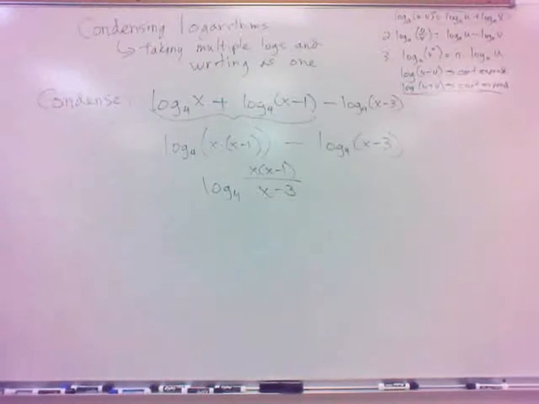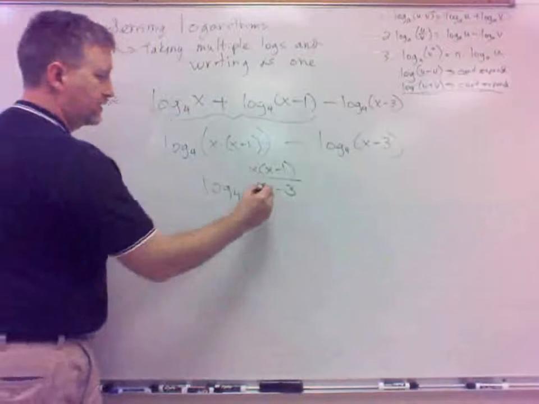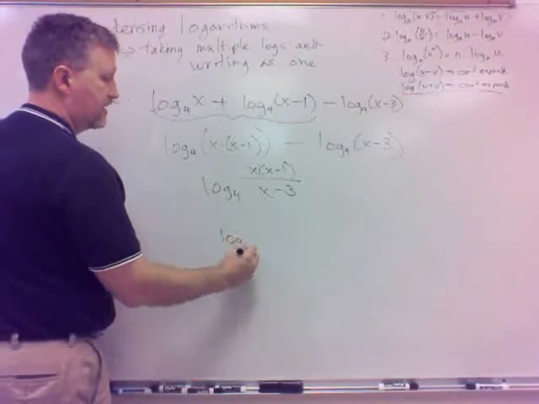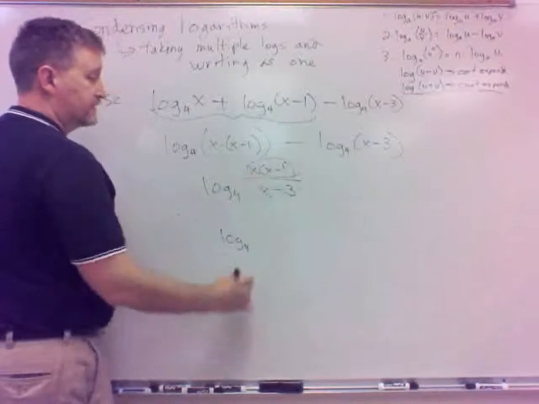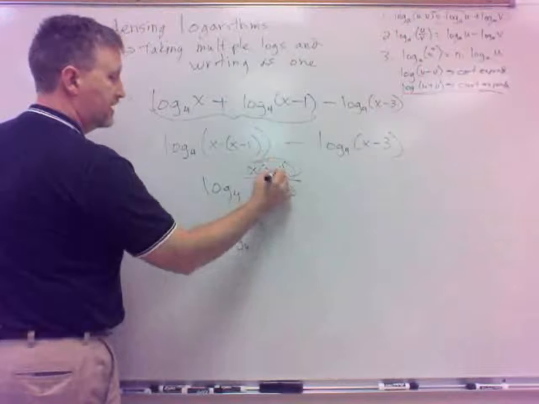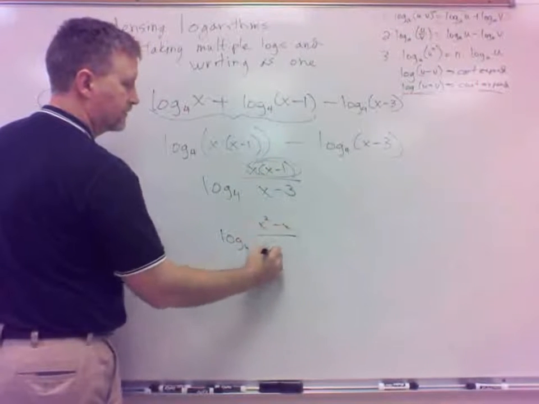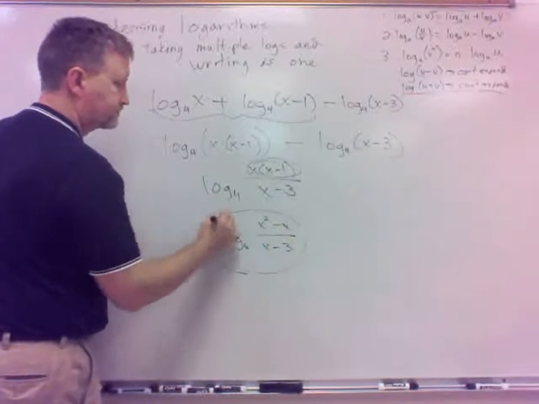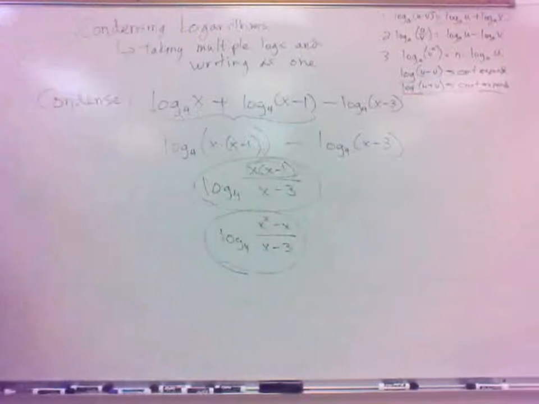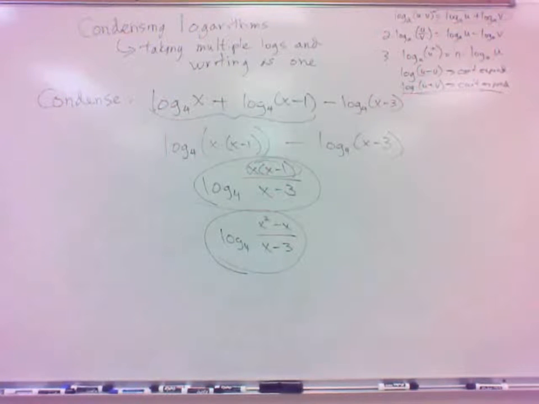Now, one thing we could do there is go ahead and multiply out the tops, distribute the x there. So either one would be acceptable there if you want to go ahead and multiply the top out. Okay? Is that one okay?